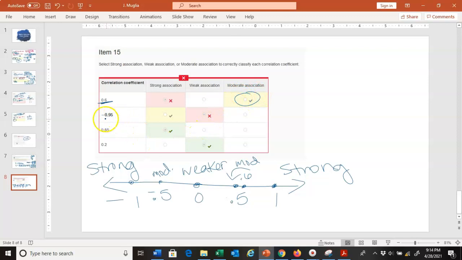-0.95. I think I understand why you chose weak, because maybe you were thinking negative means weak, but it's strong. It's just a strong negative. The closer you are to 1 or -1, the stronger you are. So that would be strong. And then you got the other two right. Great job. Honestly, that was the last one that you missed.